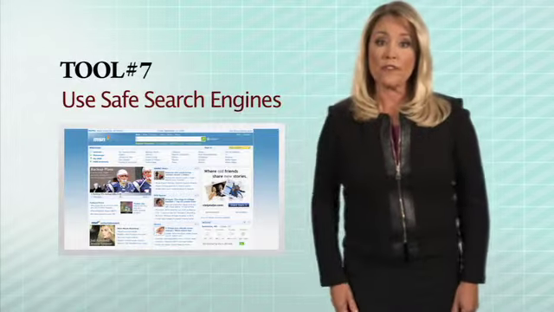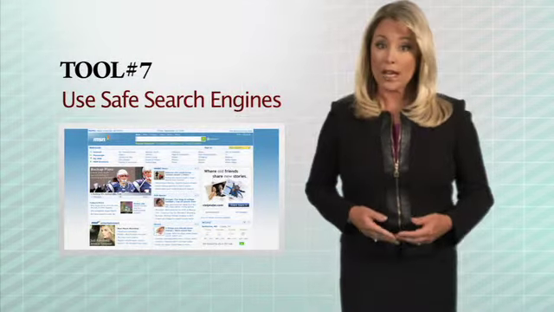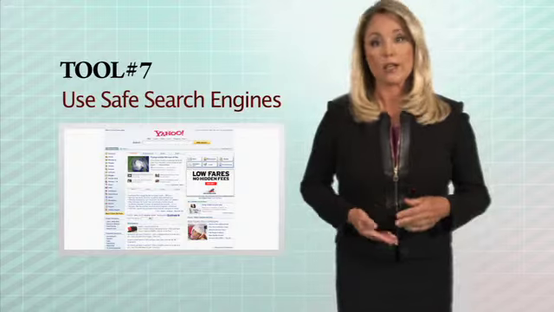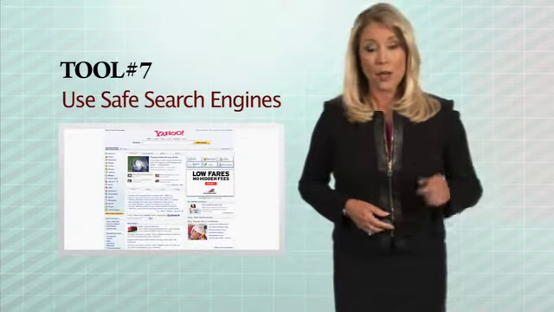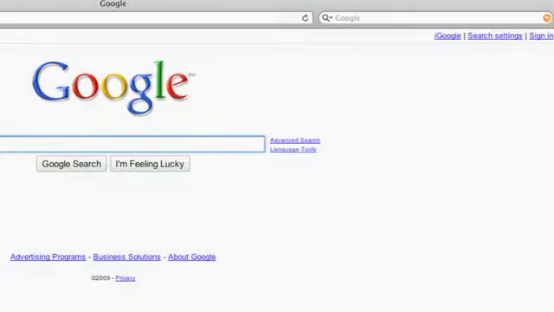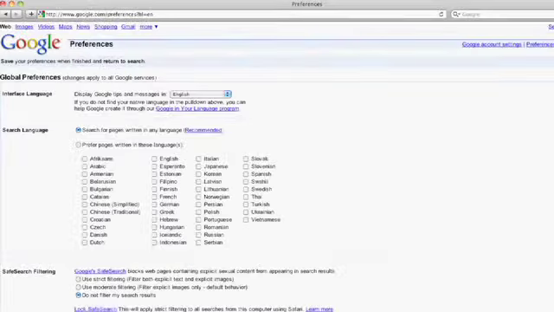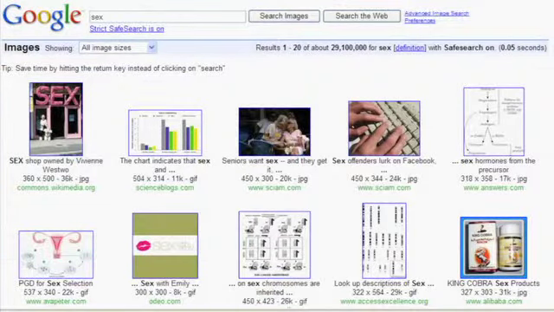Major search engines offer child-safe zones and provide safe search options that can block inappropriate content before the filters even get going. You can adjust the search options by going to the Settings feature on the upper right side of the screen. This is an example of a Google image search of the word sex.